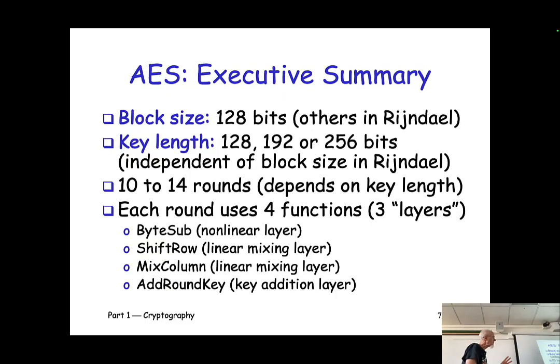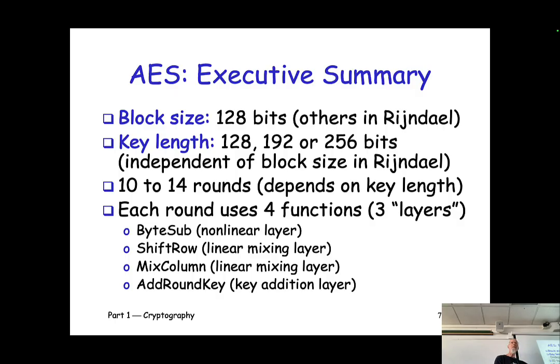Okay, so just some parameters here. The block size in the official AES is 128 bits, although the Rijndael algorithm allows other sizes. The official standard, it only allows 128 bits. The key is variable length. It can be 128, 192, or 256. Okay. There's 10 to 14 rounds, depends on the key size. So longer key, you need a few more rounds to mix things up. Each round has these 4 functions in 3 different layers.